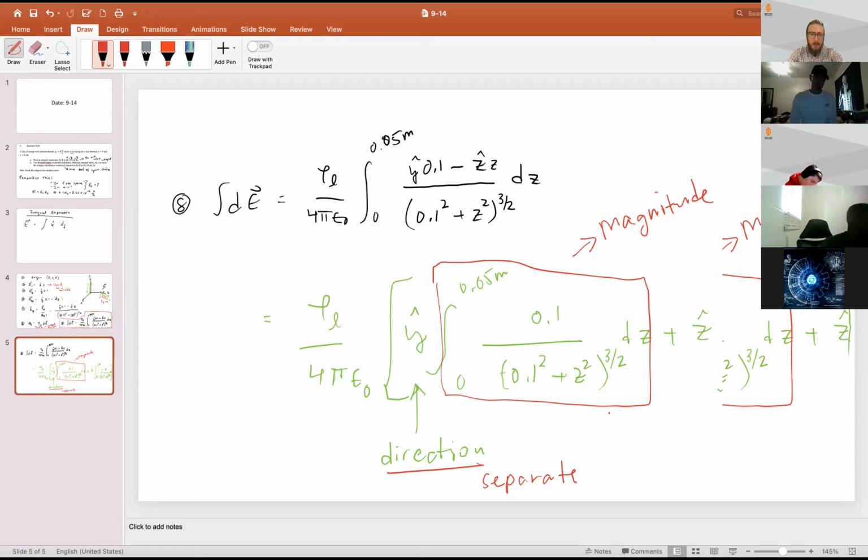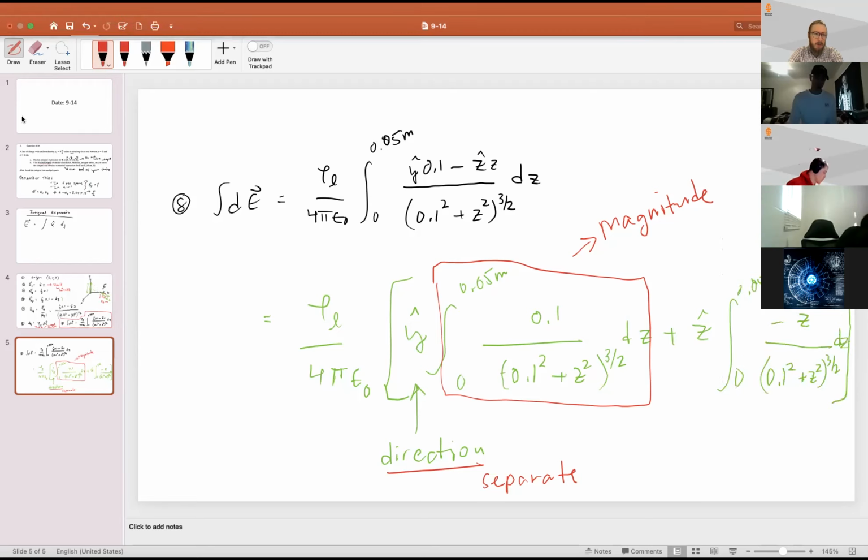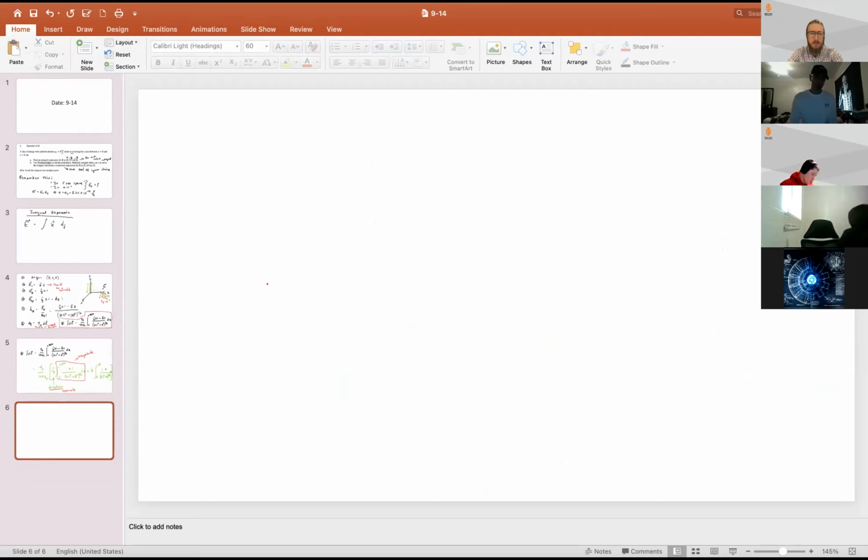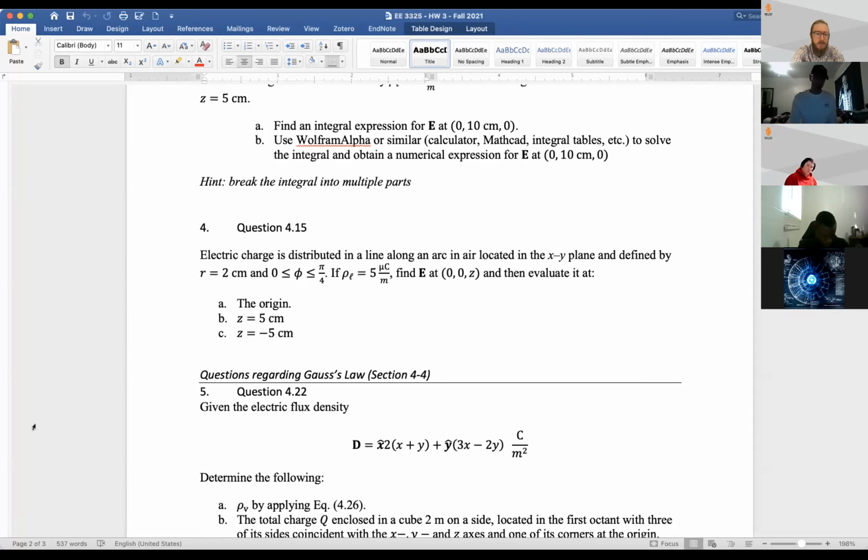All right. So I think for question 4, that one is very similar to the problem that I posted. The way to solve question 4 is very similar, so I will leave that one to you to do. I'll give you a couple tips though before we move past it. So we have this one. It's located on an arc.